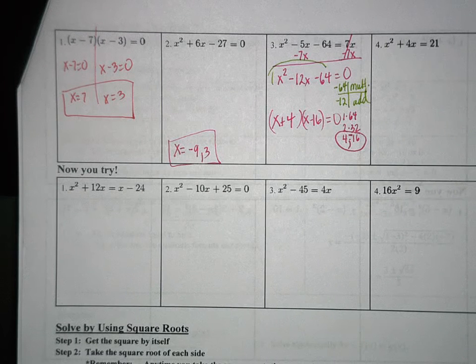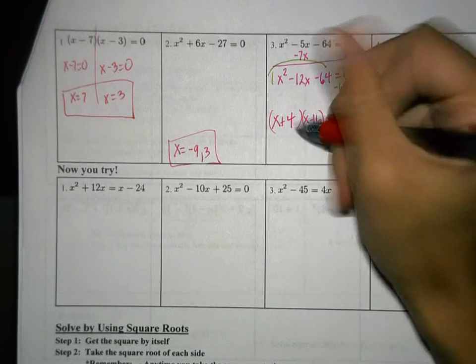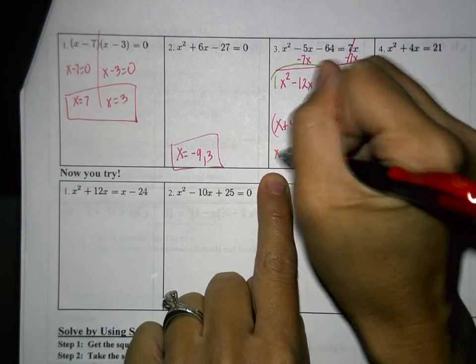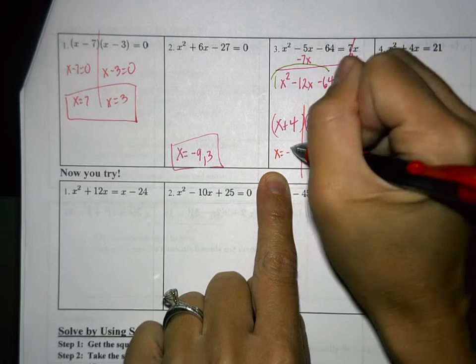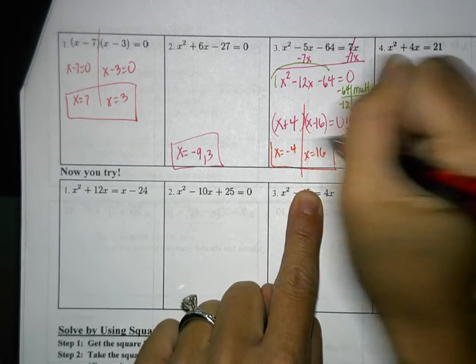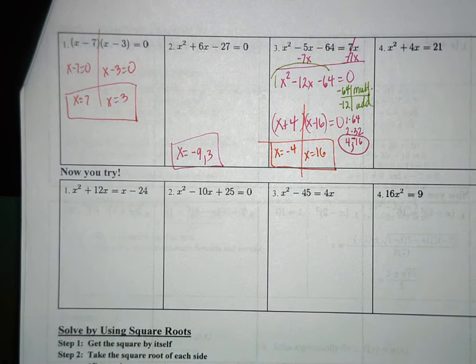But it'll only work with the ones, right? One coefficient. Okay. And so then you set these equal to 0. This one's going to end up being x equals what? Negative 4. And this one will be positive 16. Okay. Any questions? All right.